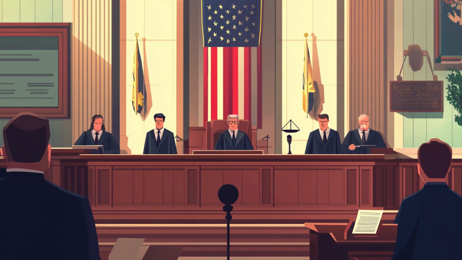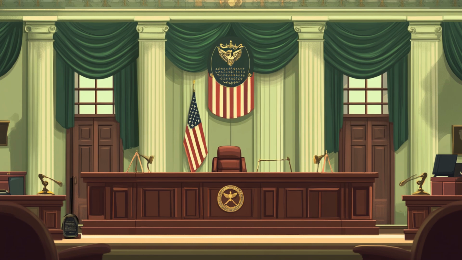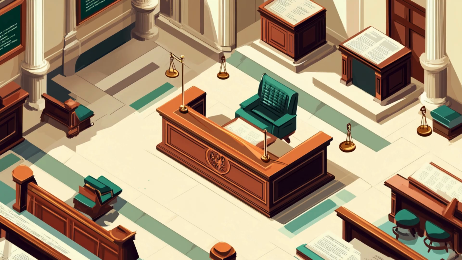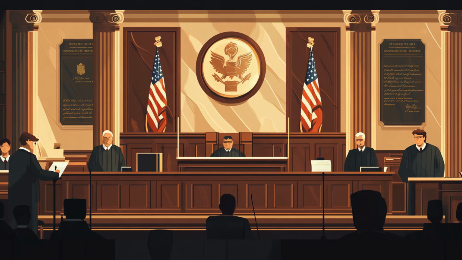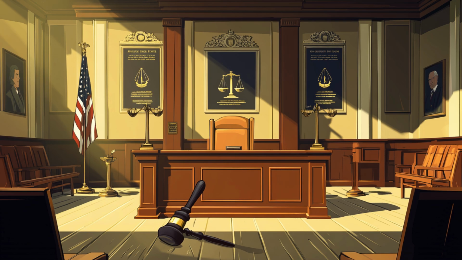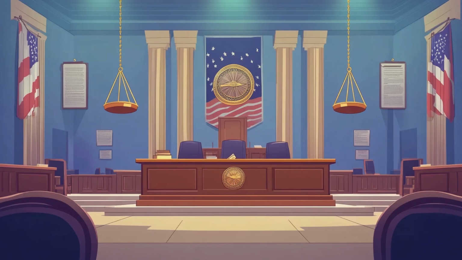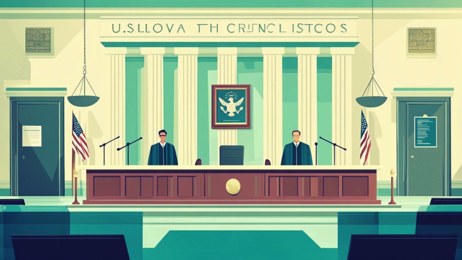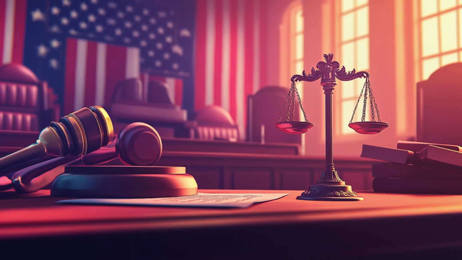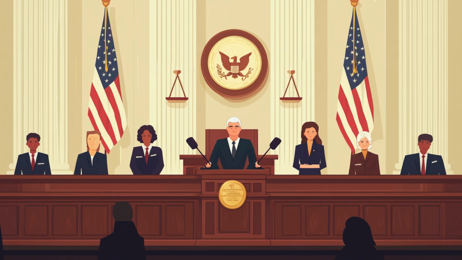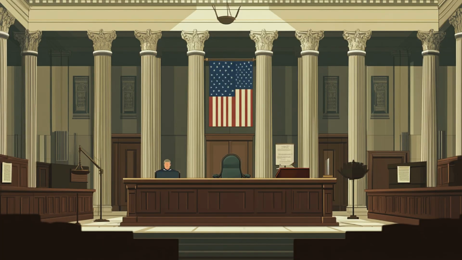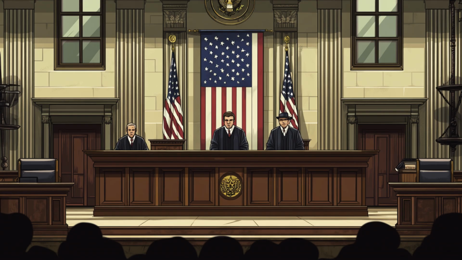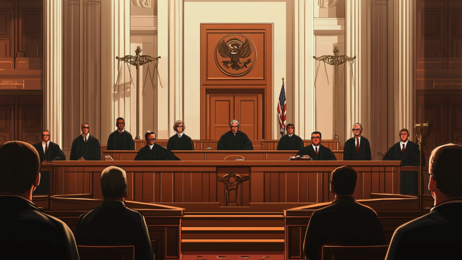They provide a clear and reasoned explanation for the court's decision, ensuring transparency and accountability. Additionally, they establish legal precedents that guide future cases on similar issues, promoting consistency and predictability in the application of the law. Precedent. Precedent is a fundamental concept in the common law legal system used in the United States. It refers to the principle that courts should follow and adhere to previously established legal decisions, known as precedents, when ruling on similar cases.